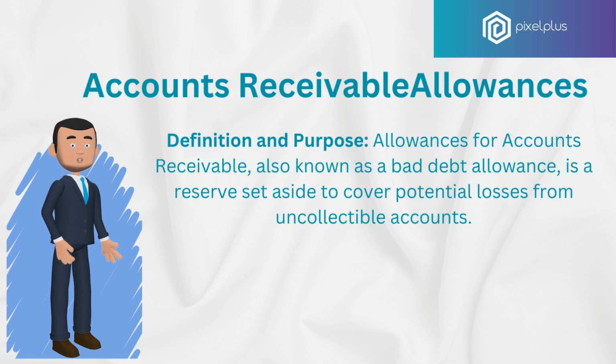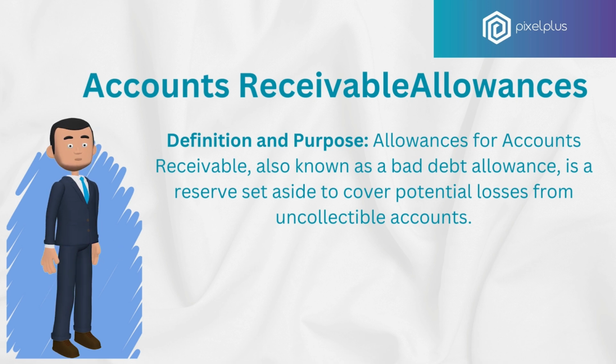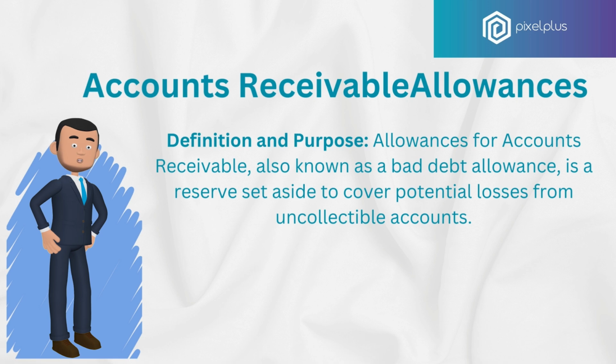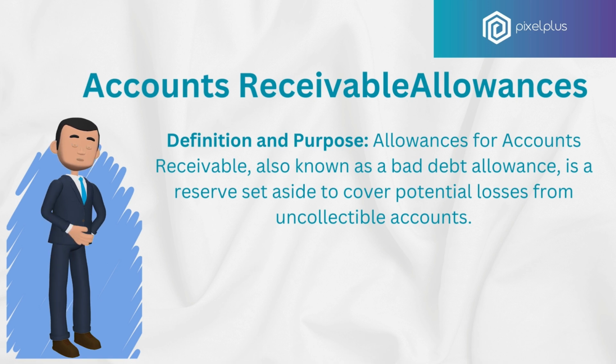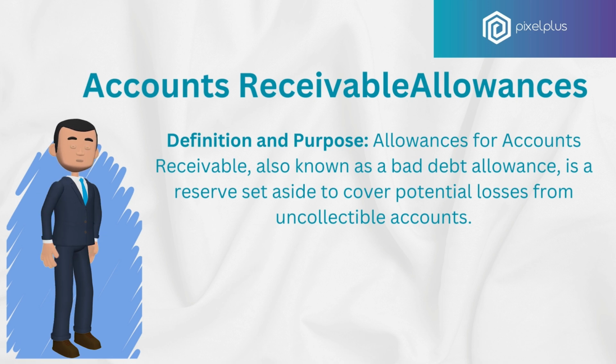Compliance with accounting standards. The use of an allowance for accounts receivable aligns with generally accepted accounting principles, GAAP, and International Financial Reporting Standards, IFRS. These standards require companies to account for estimated uncollectible receivables to prevent overstatement of assets and income. Informed decision-making. Having a clear understanding of the potential impact of bad debts allows management to make more informed decisions regarding credit policies, customer relationship management, and overall financial strategy.